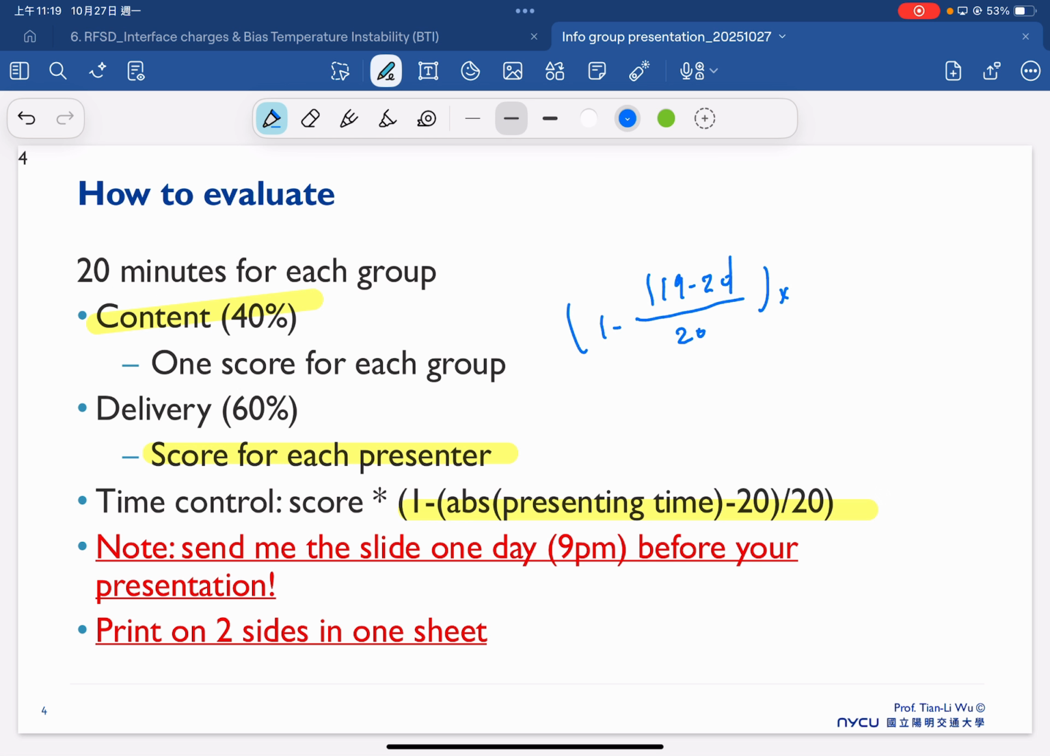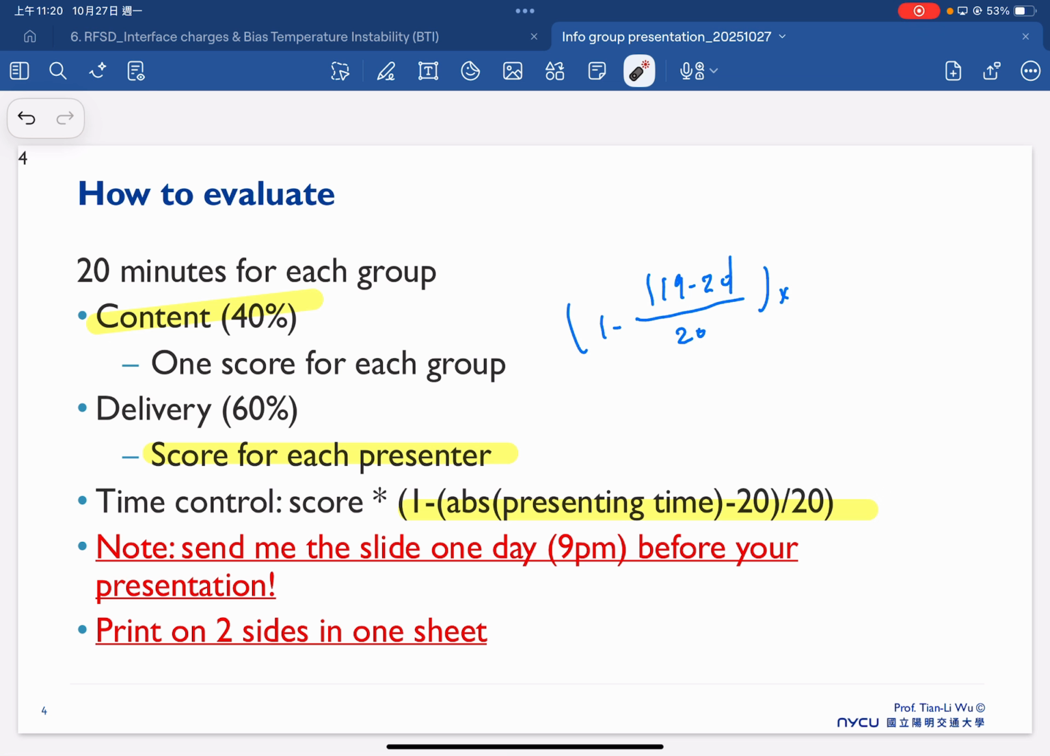So what you have to do is practice to make sure your time is as close to 20 minutes as you can. If you present for 22, you will also get a score reduction. If you present only 15 or 17 minutes, you will also get a score reduction. So I want very good timing control. That is a key to the success of the presentation.